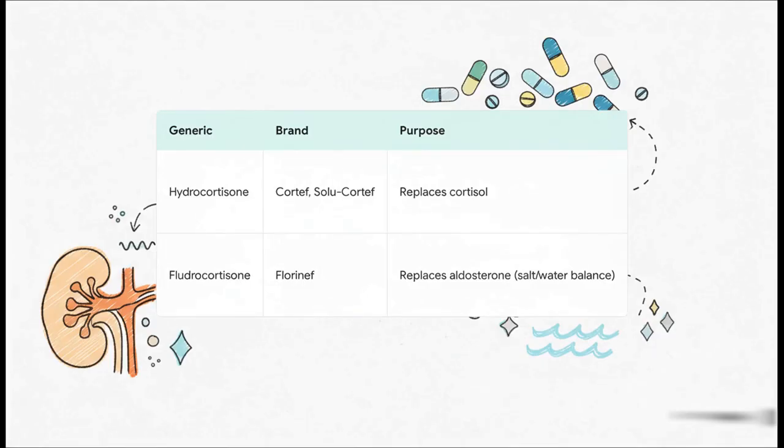Okay, now for Addison's disease. This is the opposite problem, right? Not enough hormone. So the treatment is exactly what you'd think. We replace what's missing. It's called replacement therapy. We give hydrocortisone to replace that missing cortisol, but that's not all. The adrenal glands also make a hormone for salt and water balance called aldosterone, so we have to replace that too. And for that, we use a drug called fludrocortisone.